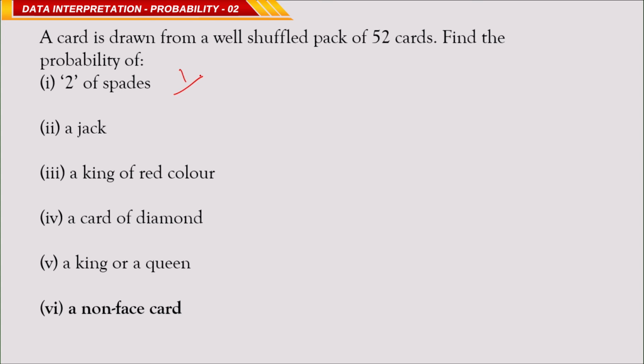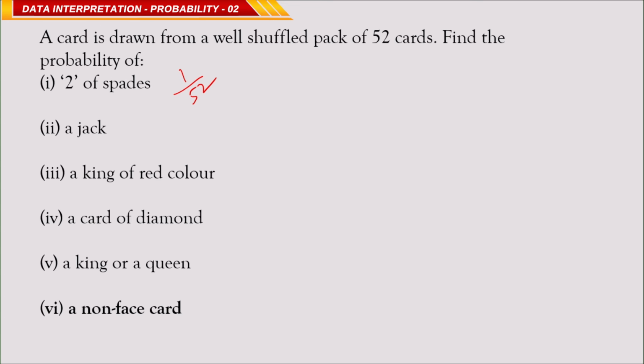Total cards are how much? 52. So, that is 1 by 52. The probability of getting the card having 2 of spade is 1 by 52. What is the probability of getting a 2? There are 4 2's possible, so we can say 4 by 52, of course 1 by 13, but it is clearly mentioned 2 of spades, which means 1 by 52. Now, coming to the next, jack.